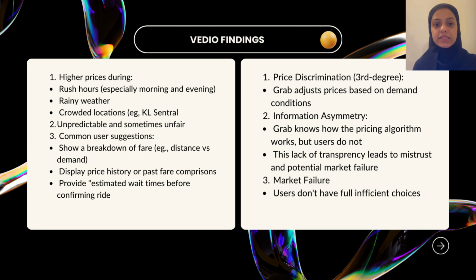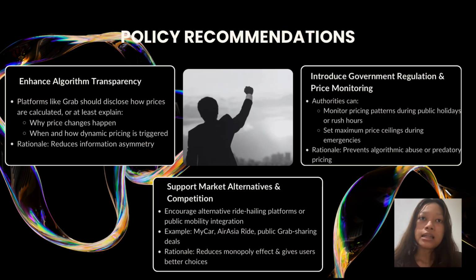Grab changes prices depending on demand. This is called price discrimination, but users don't know how the pricing system works, which makes it feel unclear and confusing. If the information was simpler, people would understand their choices better, feel more sure about using the app, and make smarter decisions. Finally, let's take a look at the solutions.